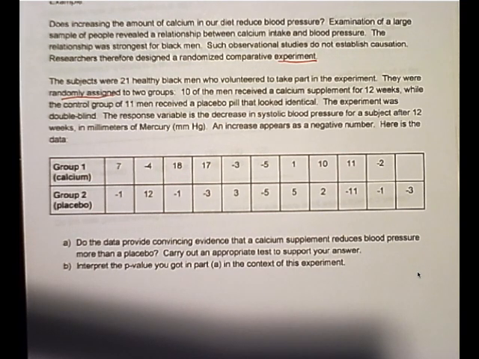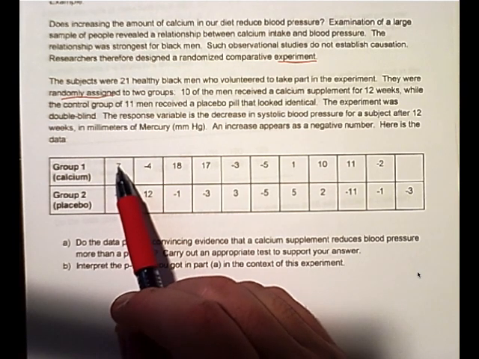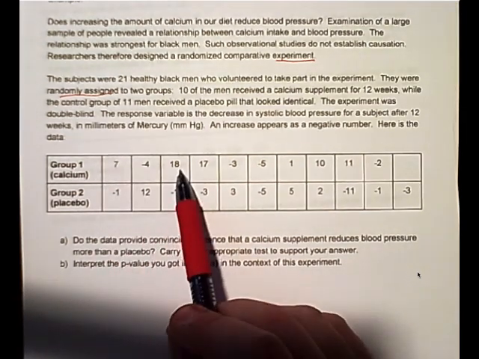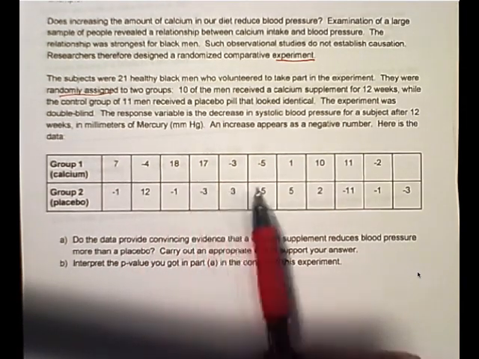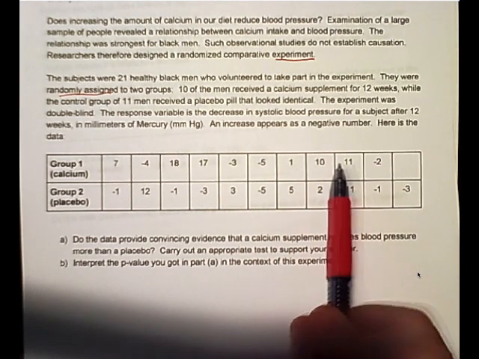All right. It says the response variable is the amount of decrease in systolic blood pressure for a subject after 12 weeks in millimeters of mercury. So that's the units. An increase appears as a negative number. Here's the data. So for instance, this first person that got the calcium, he went down, okay? His blood pressure went down by 7 points. This person's went down 18, 17, 1, 10, 11. Now if it's negative, their blood pressure actually went up.